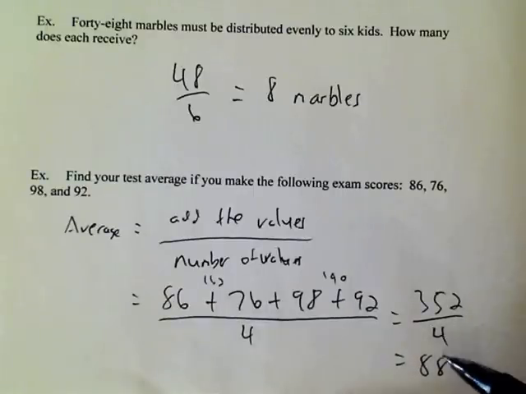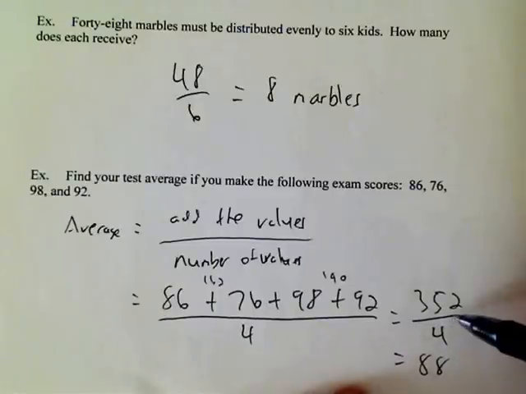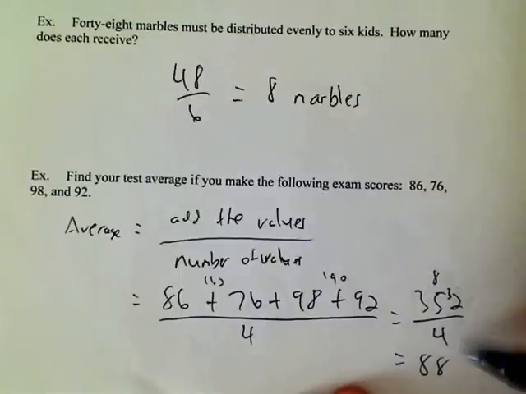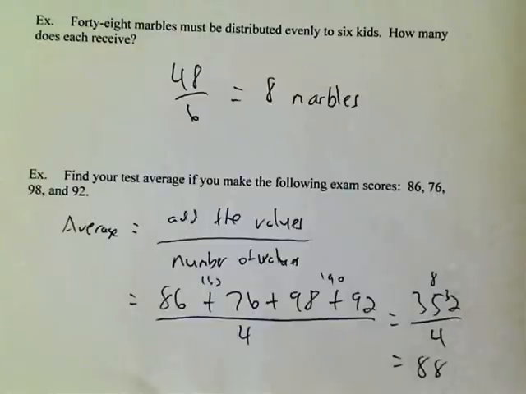Let me show you how I did this 88 in my head. 4 goes into 35 8 times, because 4 times 8 is 32. Notice the remainder of 3 is left over. 4 goes into 32 8 times. It's called short division. You may want to use that.